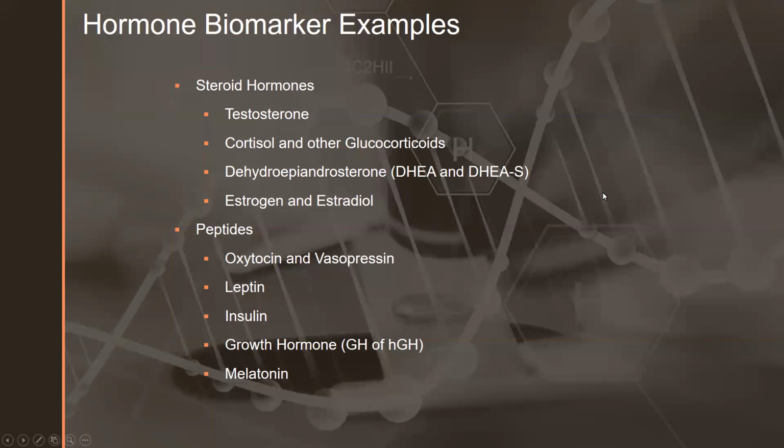These steroid hormones are smaller. One of the reasons that I like to mention this is because, since they are smaller, they do a really good job at crossing the blood-brain barrier. Then we have our peptides, which are generally a little bit larger. So oxytocin and vasopressin, leptin, insulin, also a hormone, GH, which a lot of people look into, and even melatonin is a hormone.